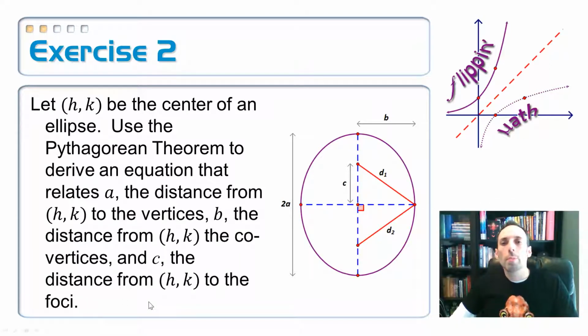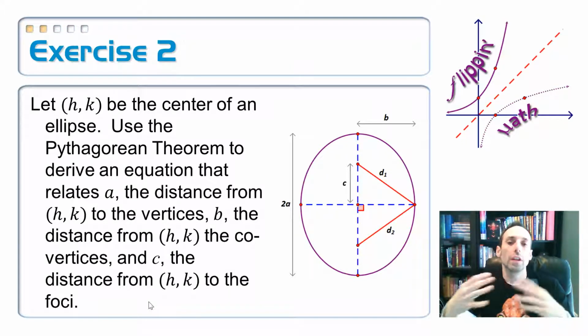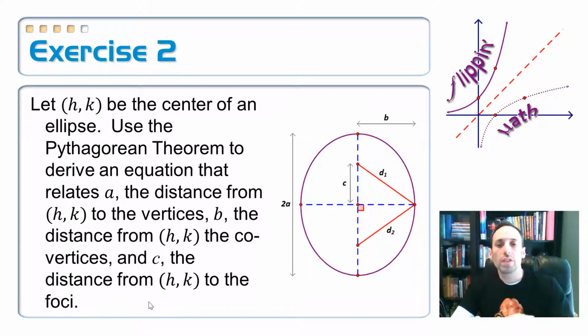So let's come up with an equation that is going to relate the A, the B, and the C for any ellipse. So if you take a look at this picture, the clever thing to do is to put the point that you're talking about right here on one of the co-vertices. And here's the reason why. That means that D1 is going to be exactly equal to D2.